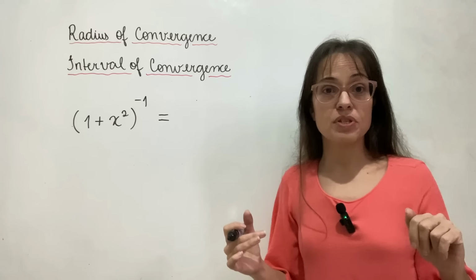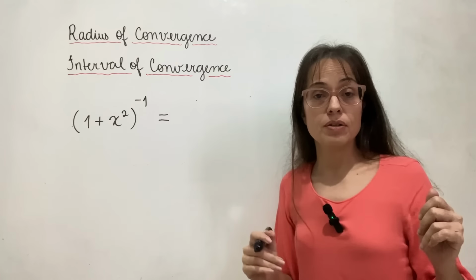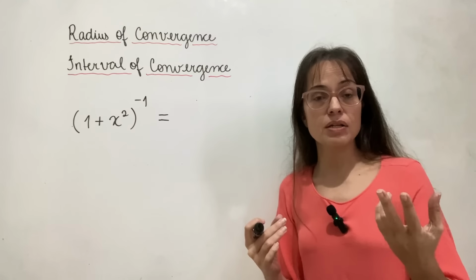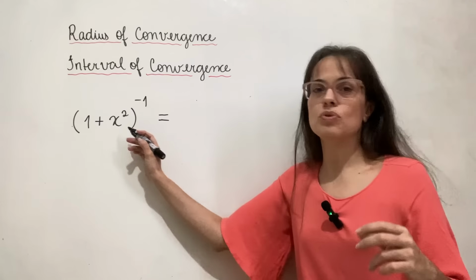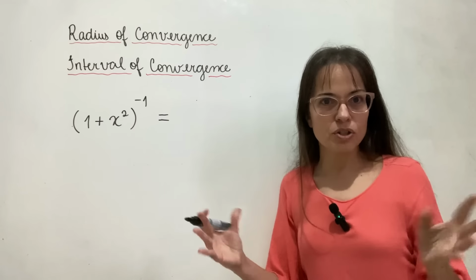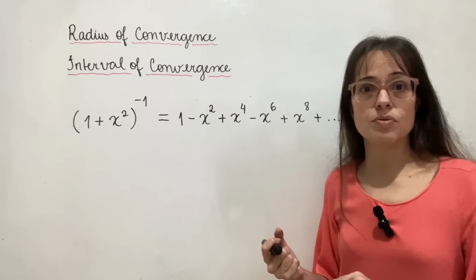Here's another typical type of exercise, (1 plus x squared) to the power of -1. So you know the series for (1 plus x) to the power of -1, and all that you have to do now is to substitute the x squared where you would normally have put the x. Easy, right? Composition of functions. But what about the convergence of this series?